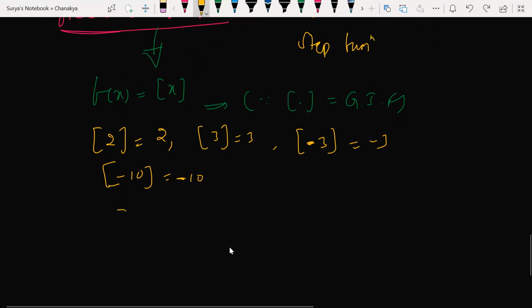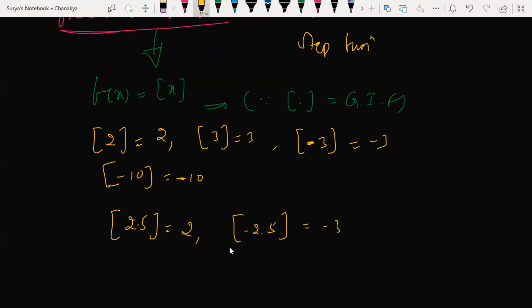Sir, what if I give an x value that is a non-integer like -2.5? First of all, you write 2.5, I'll tell you. If I write 2.5, what is the greatest integer function of 2.5? 2. All right. What is the greatest integer function of -2.5? -3. -3 is going to be here. Why? Because I'll be taking the values which are on the left side of that.